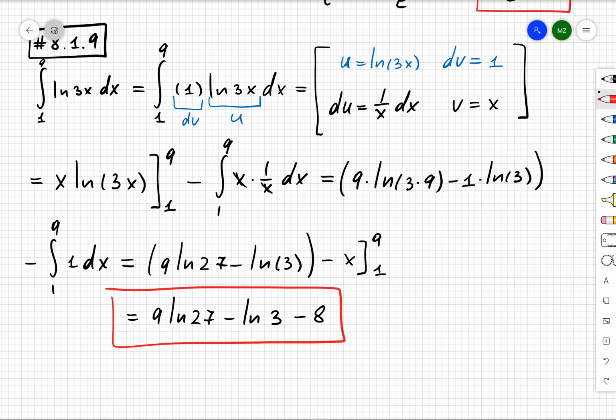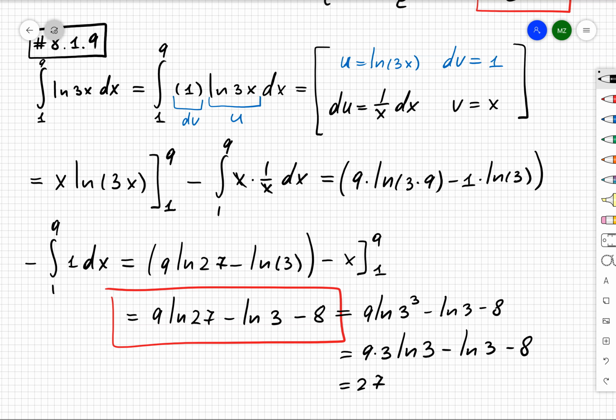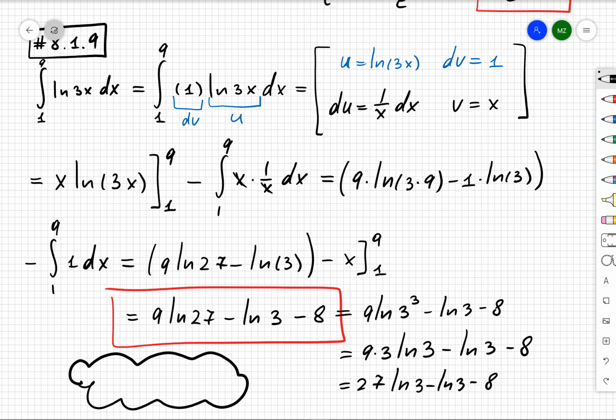But also we can do a simple simplification. The one thing that you need to observe is that if you take 9 times ln of 27, then 27 you can write as 3 cubed. So what you're going to have is 9 times ln of 3 cubed minus ln of 3 minus 8. But then by ln properties, you can move the power 3 to the front, so you're going to have 27 times ln of 3 minus ln of 3. So in other words, another form of the final answer is going to be 26 times ln of 3 minus 8.